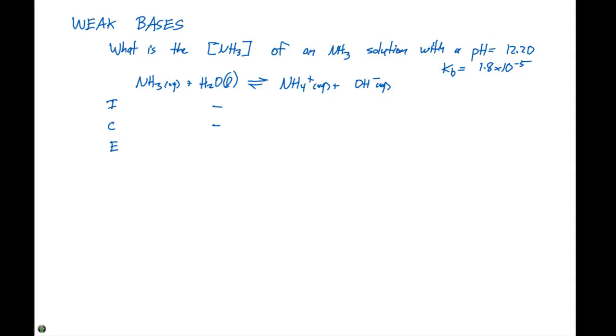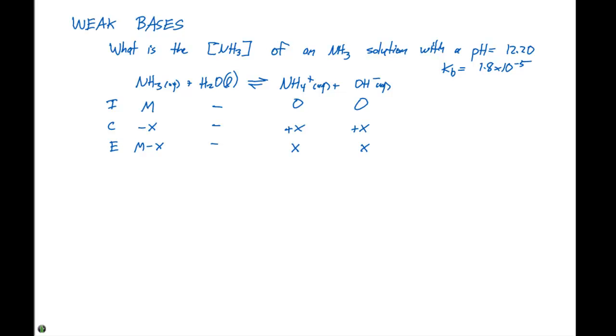Our water does not show up in our ICE table because it's a pure liquid. Its concentration is going to stay constant. We have a certain concentration M of NH3, and we're going to have 0 NH4 plus and OH minus. So our change is going to be minus X for the NH3, plus X for the NH4 plus, and plus X for the OH minus. So at equilibrium, our concentrations are going to be represented by X for the NH4 plus and the OH minus, and the NH3 is going to be M minus X.